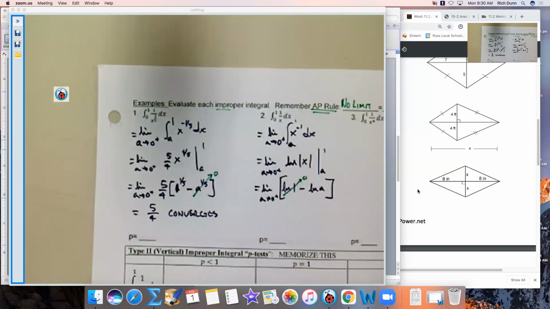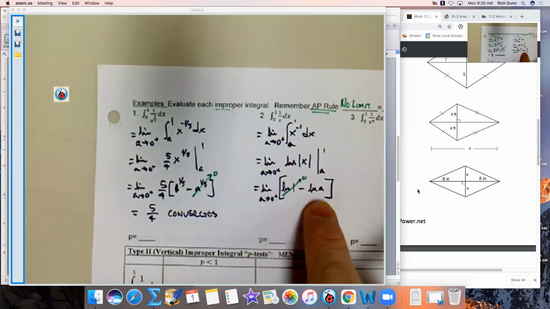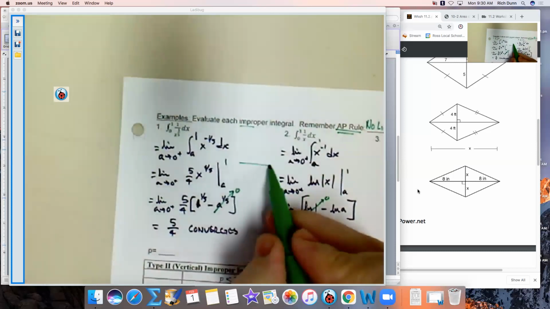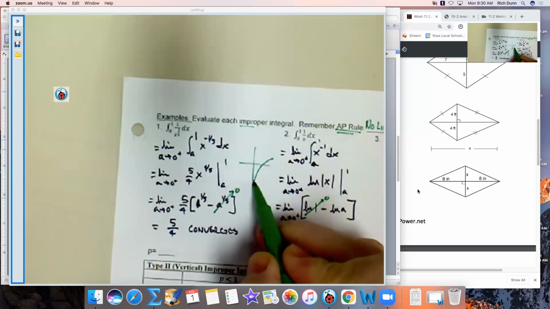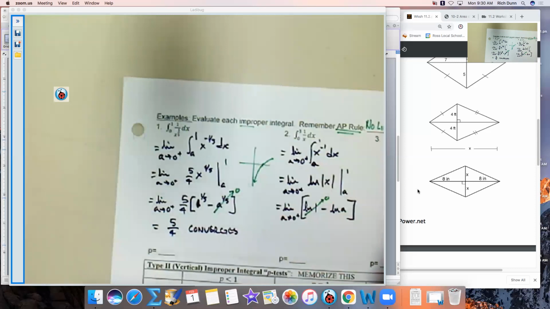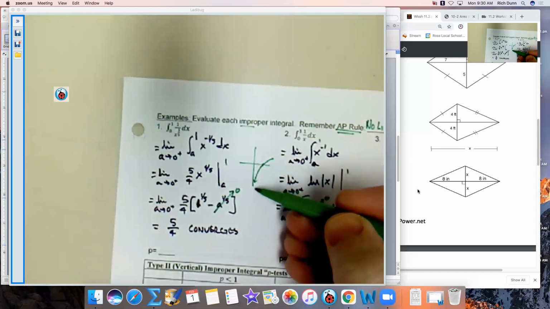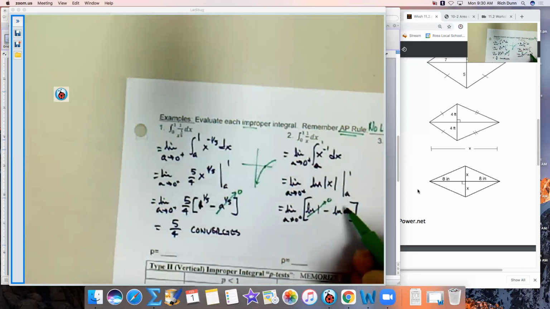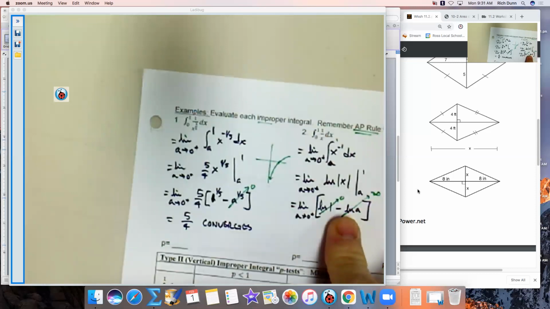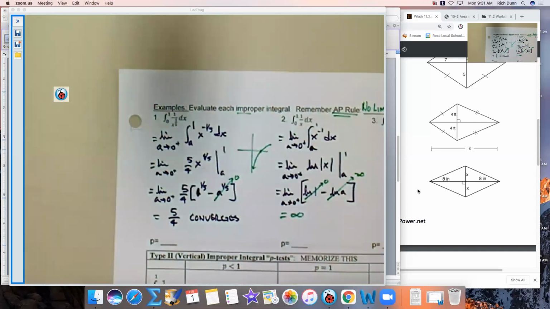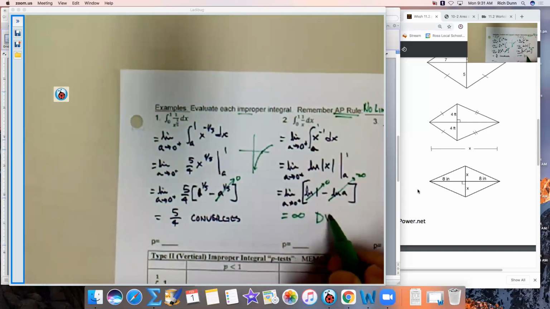And when we evaluate the limit as a goes to 0, remember our natural log graph is the one that looks like this. So as we go to 0 from the right, we're going to negative infinity here. Negative infinity times this negative is going to take this to infinity, which is going to tell us that this will diverge.